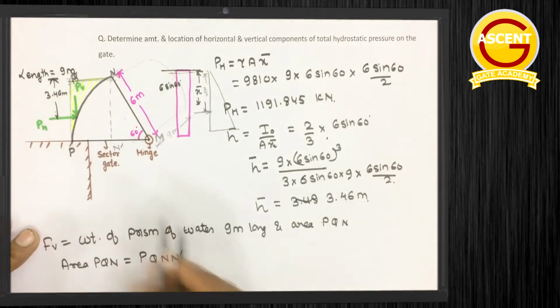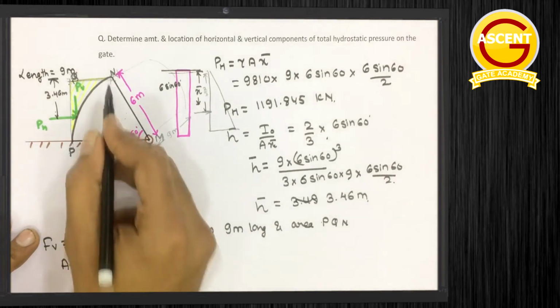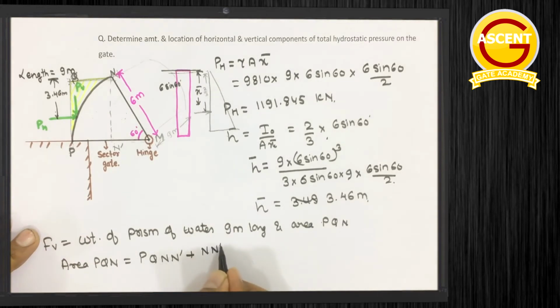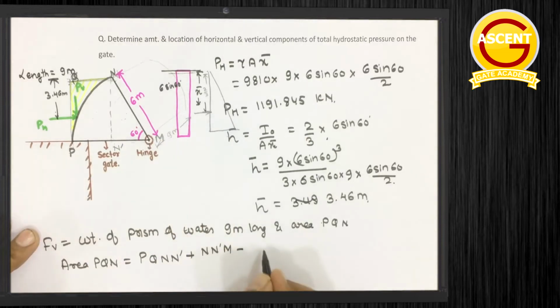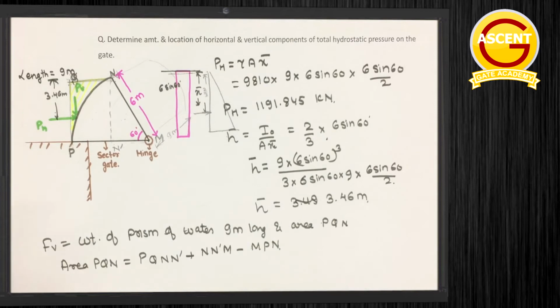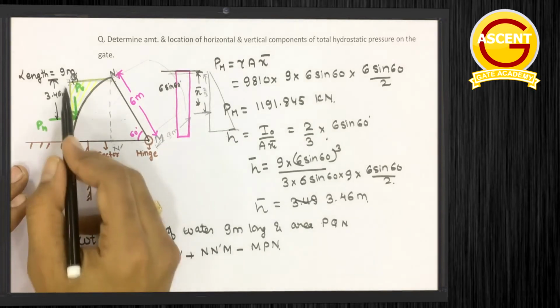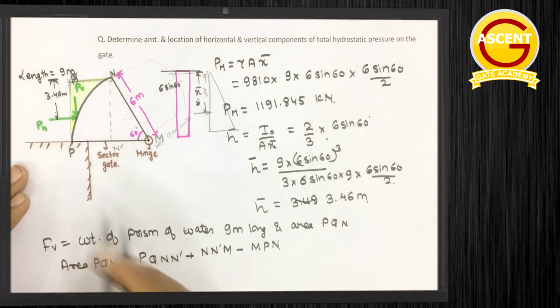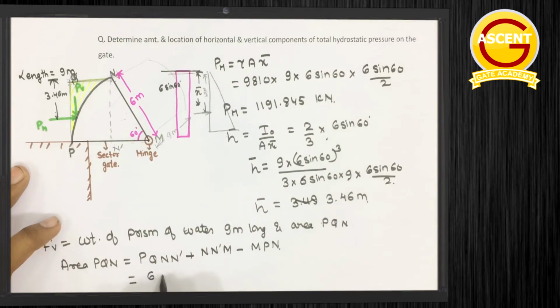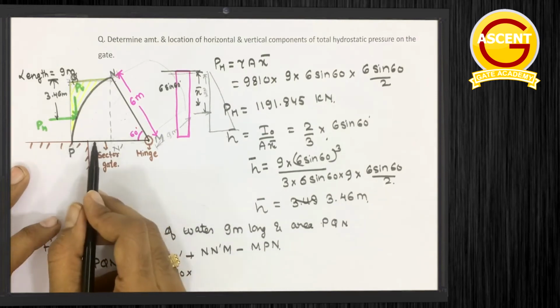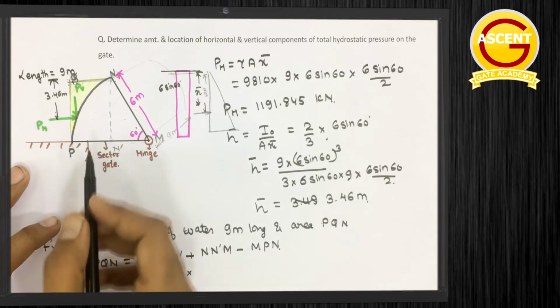So this area PQN is equal to the rectangle PQN N dash, plus this triangle N N dash M, minus the area of the sector MPN. Now what is this PQN N dash? The length is 6 sin 60, into this distance. So what is this distance?